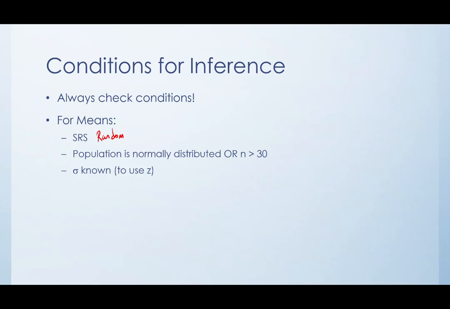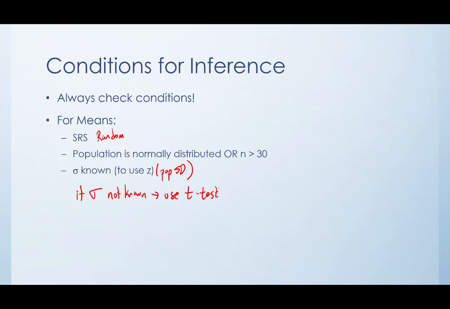Now, we should know the population standard deviation, sigma, right? Remember that's what this is, population standard deviation. And if that's known, then we're going to use a z-test. If it is not known, we're going to get back to that. If sigma is not known, we're going to use a t-test, just like we did with confidence intervals for means.